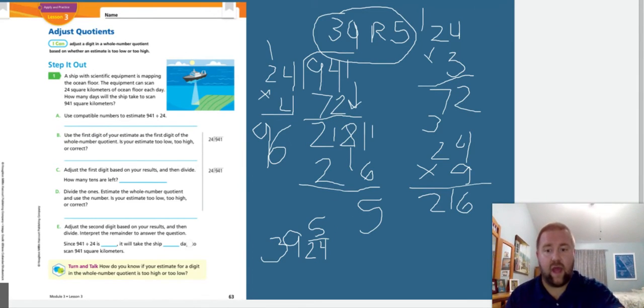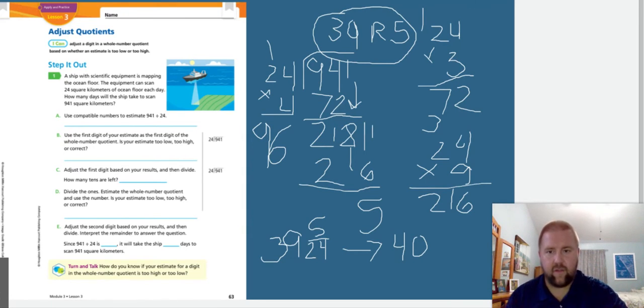So if we're looking at how many days total it's going to take, it's going to take 40 total days, because 39 full days, and then the 5/24 is going to take another day. So that means it's going to be 40 days there.